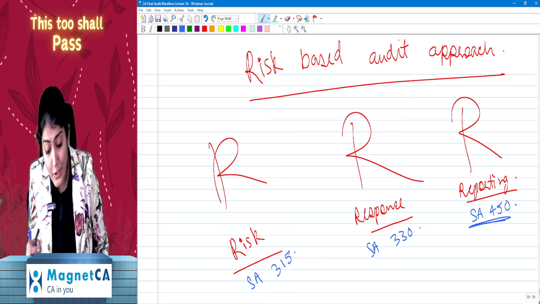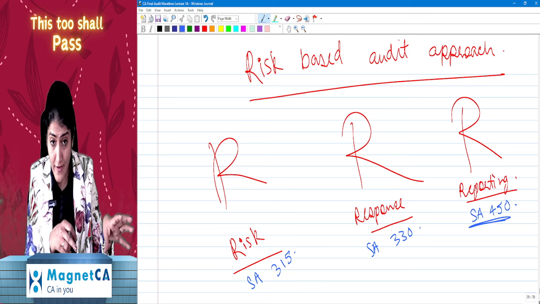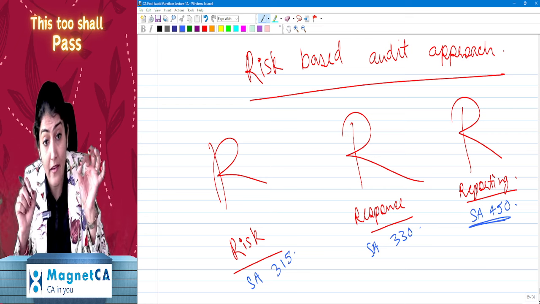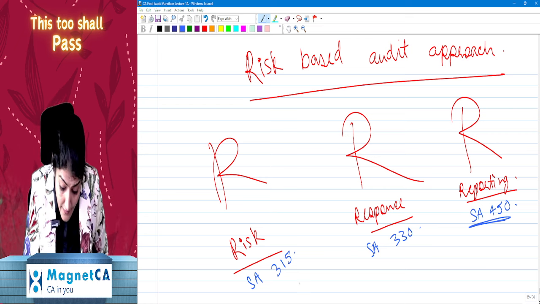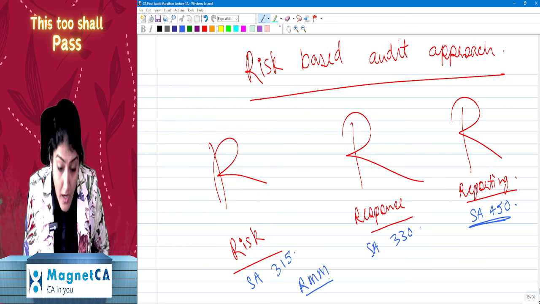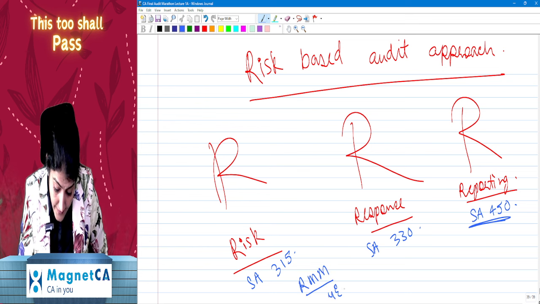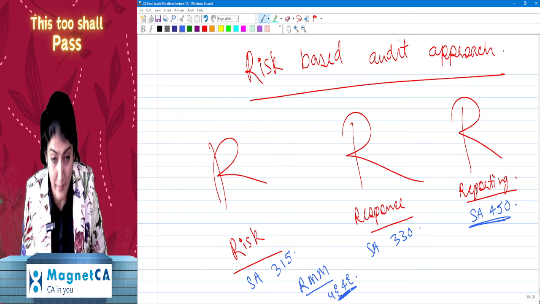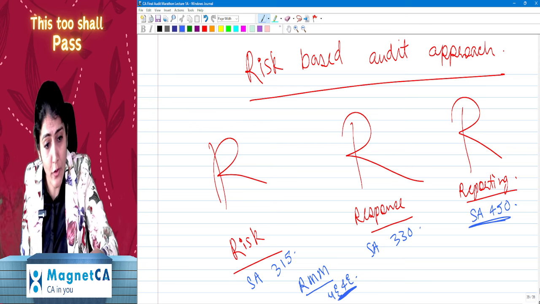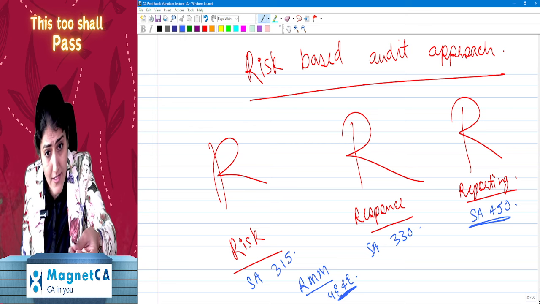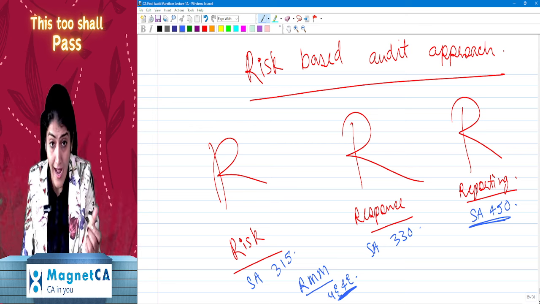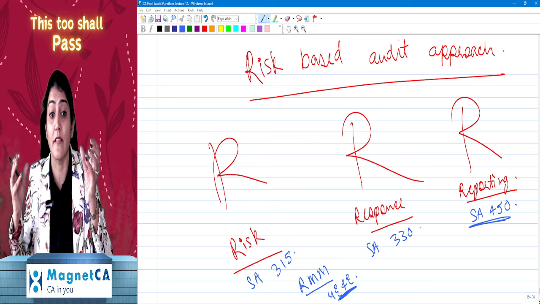So, what is the title of SA 315? Identifying and assessing the risk of material misstatement through understanding the entity and its environment. So understand the entity as a fabric: you have to understand the fabric of your client and identify and assess the RMM.